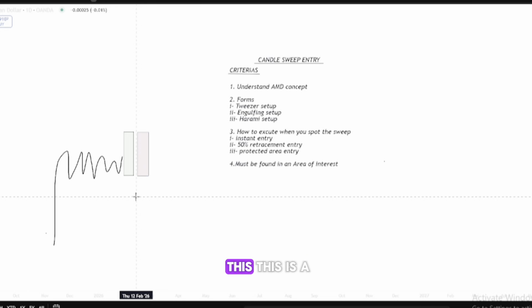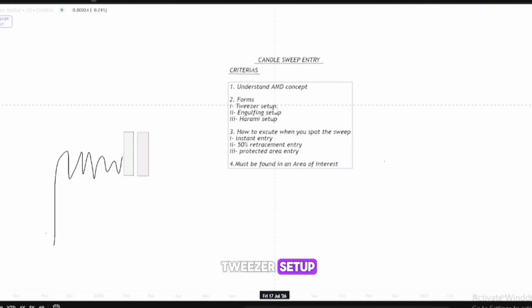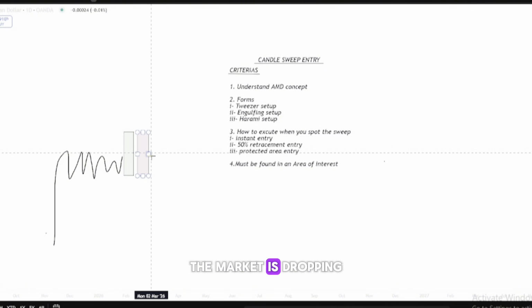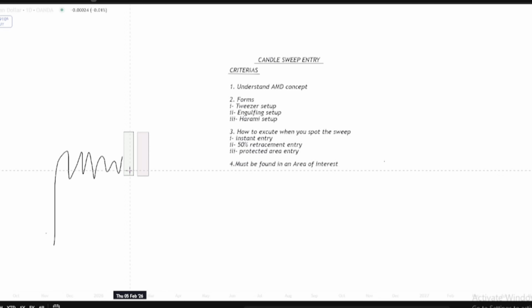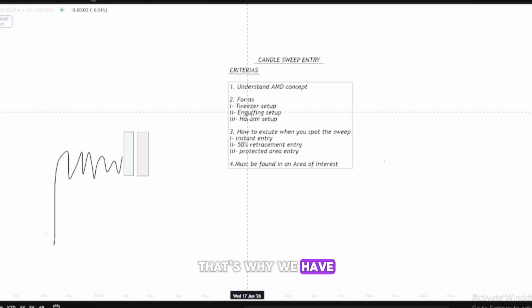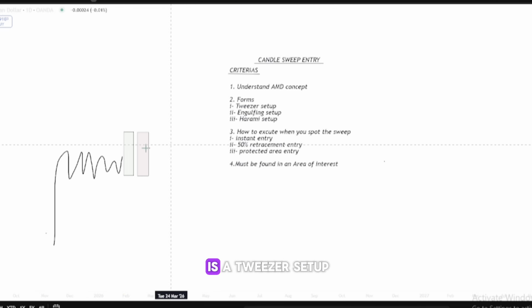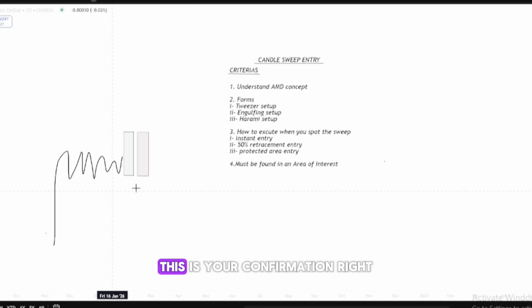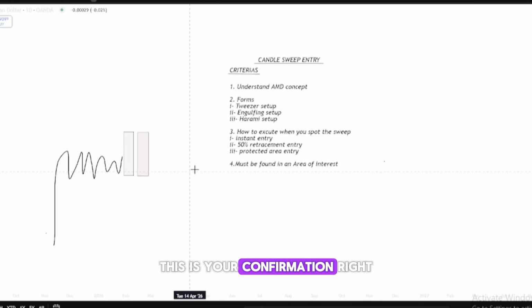Now, when you see this, this is a tweezer setup. So we have the accumulation, we have the manipulation, the market is dropping back into the structure, forming what looks like a tweezer, right? That's why we have the forms, right? The first one here is the tweezer setup, forming what looks like a tweezer. Now, the moment you see this, this is your confirmation, right?